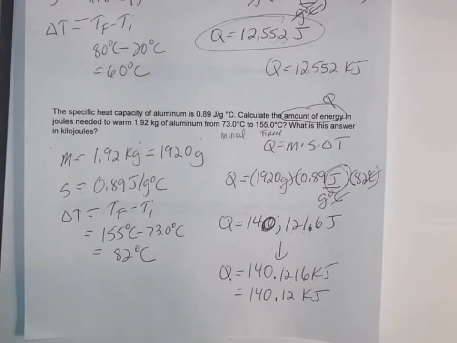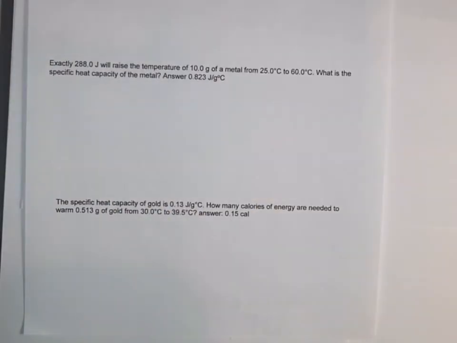So 1920 times 0.89 times 82. Nope, that is a big number. So this is the answer in kilojoules. See, even I can make a mistake on my pre-made answer key.